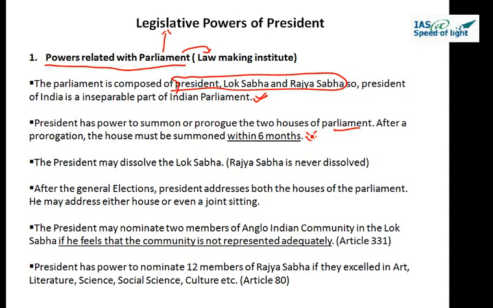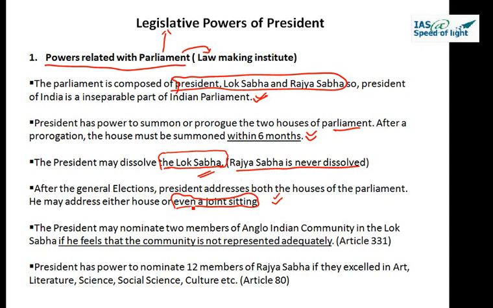So the President has the power to start or to end the session of Parliament, and after one session, the second session should not be delayed for more than 6 months. It is given in the Constitution. The President may dissolve the Lok Sabha only when the government faces a no confidence motion and it is passed, and we know the Rajya Sabha is never dissolved. After general elections, the President addresses both houses of Parliament, and he may address either house or even a joint sitting.